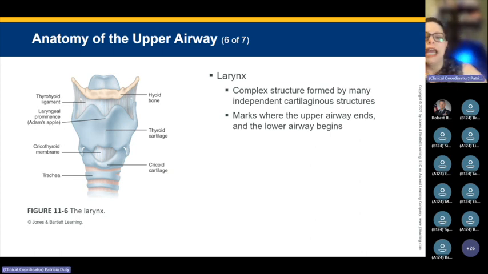And this is the larynx, and they call this a complex structure formed by independent cartilaginous structures. And yes, it is. You see that nice little spot right there called cricoid cartilage? That's where there is a potential for an airway. We're not going to go over that, but you've probably heard of somebody having a cricothyrotomy. That is the tiny little piece that you go into and cut. And so you can see that there's a lot of different areas around that area that can be damaged. So it marks where the upper airway ends, and then this lower airway is going to begin below this area.